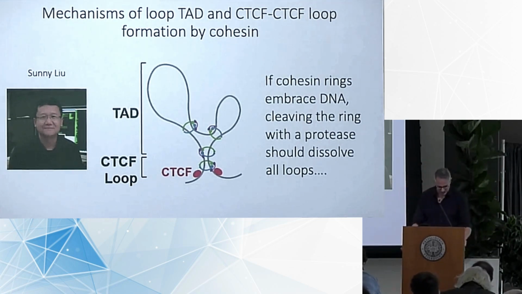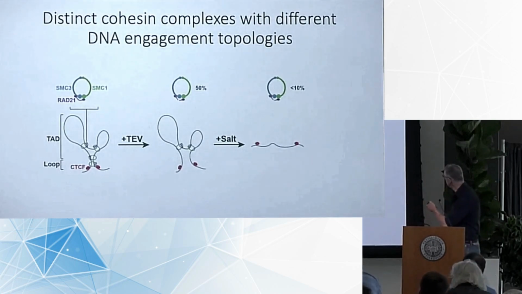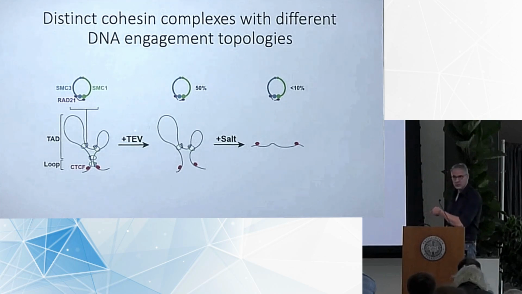That interaction is gone. So Sunny did the following experiments, where we take G1 nuclei expressing this RAD21 that can be cleaved by a TEV protease, add the protease to cleave all cohesin, wait a little bit, and do Hi-C, and ask which loops stay and which loops are gone. And it turns out you can cleave all cohesin.